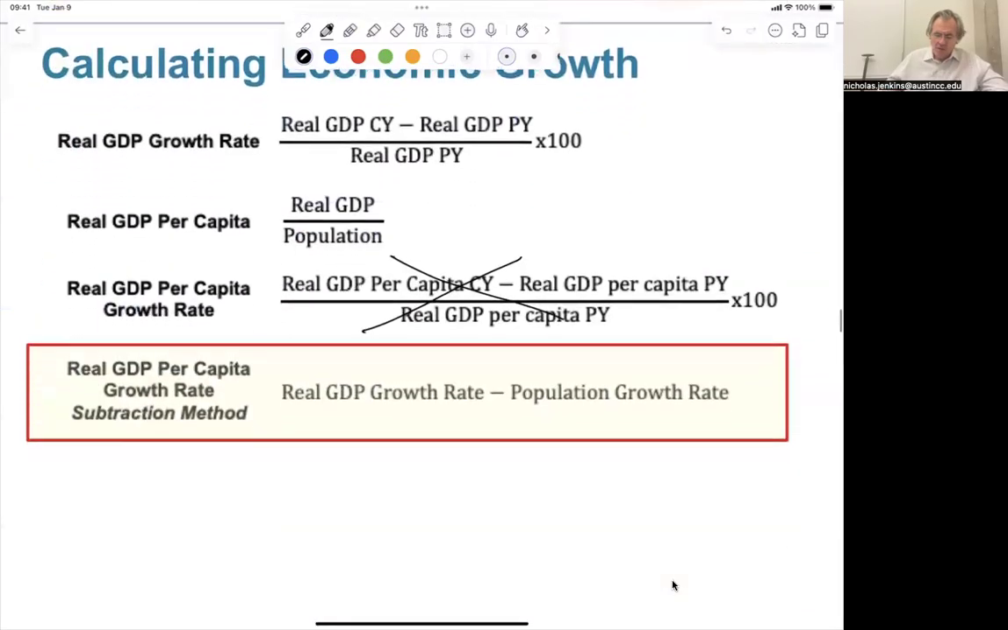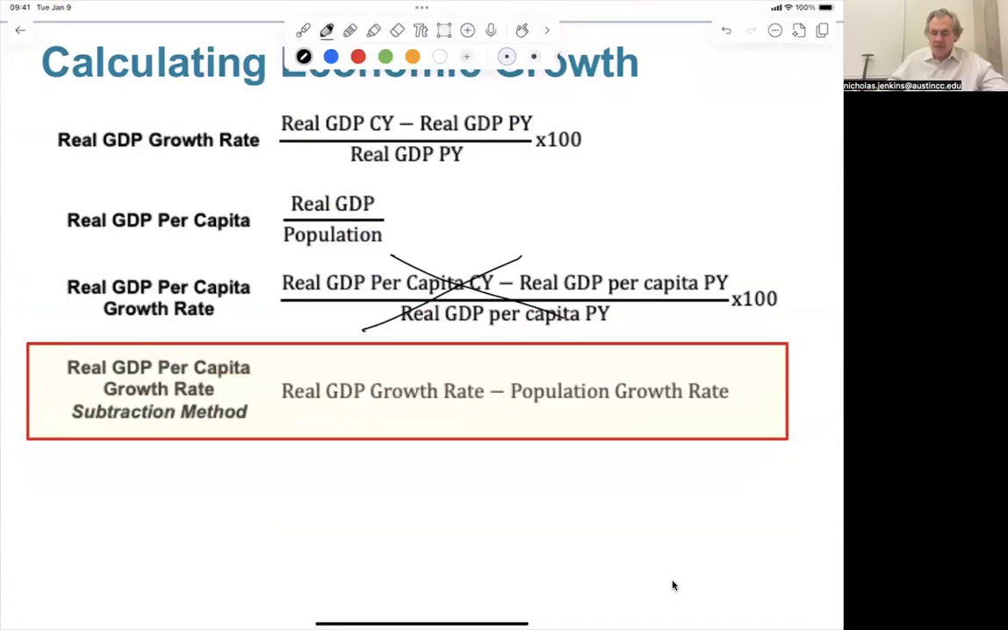We're going to use what's called the subtraction method. This goes back to understanding the ratio. As long as real GDP, the numerator, grows faster than the population growth rate, then we have positive growth. So if we subtract the two, we'll get our growth rate.